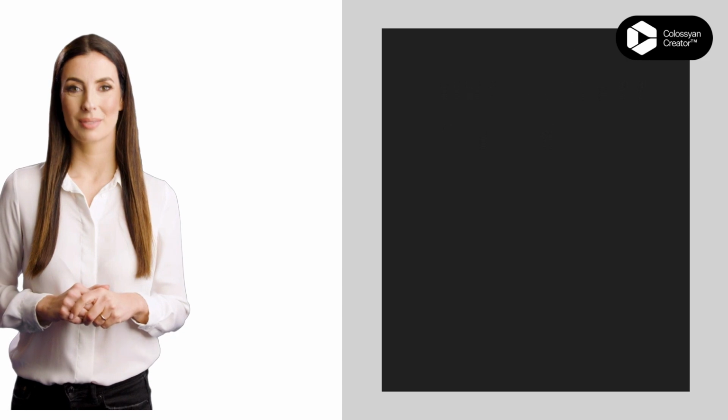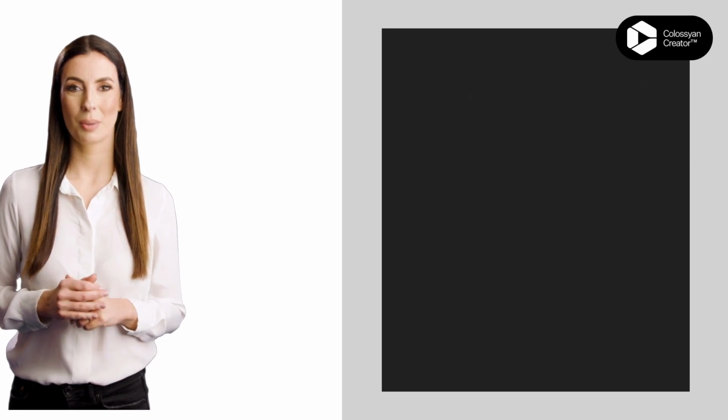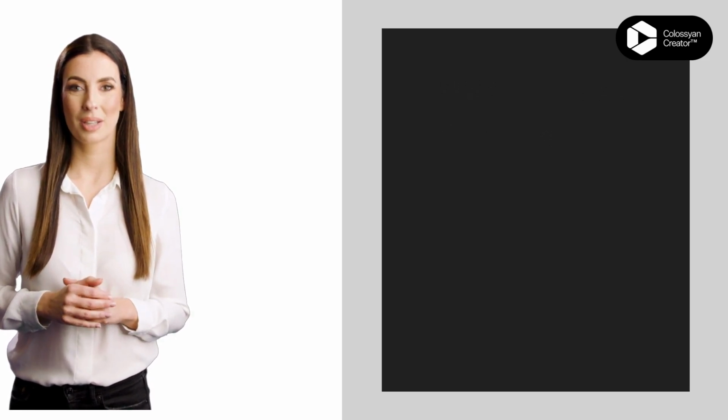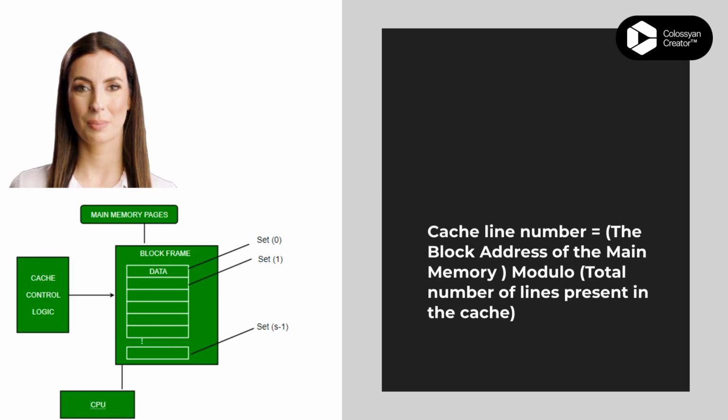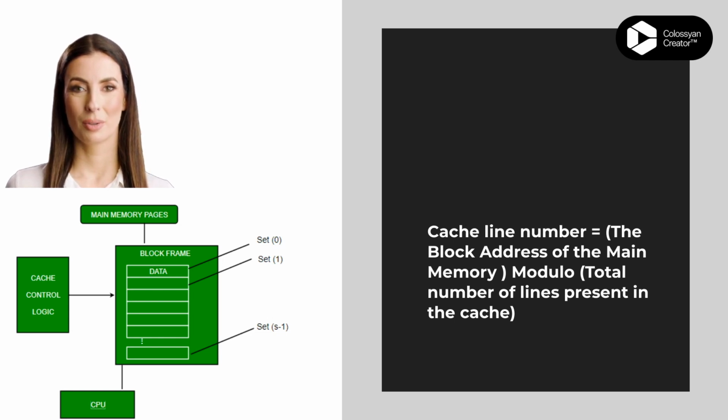What is direct mapping? In the case of direct mapping, a certain block of main memory would be able to map to only a particular line of cache. Here, the line number of the cache to which any given block can map is basically given by this. Cache line number is equal to the block address of the main memory modulo total number of lines present in the cache.